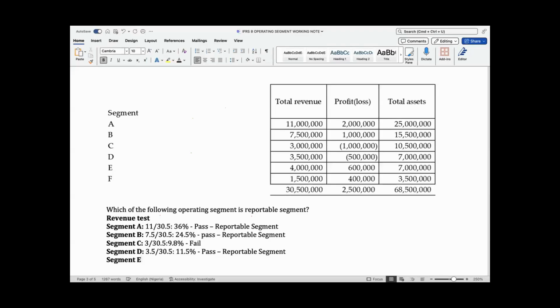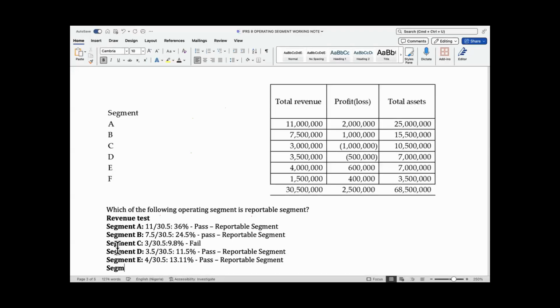Segment E. This is 4 divided by 30.5. 4 divided by 30.5. That gives us 13.11%. Pass. Reportable segment.